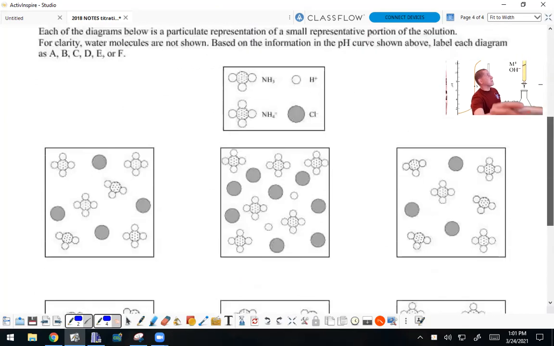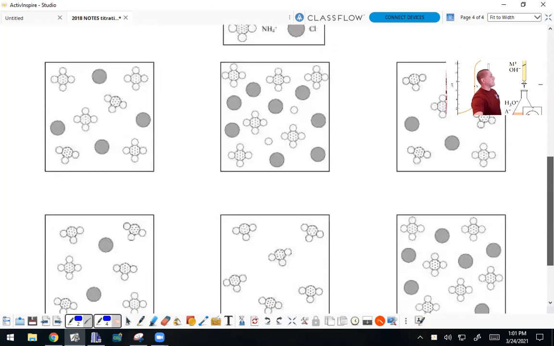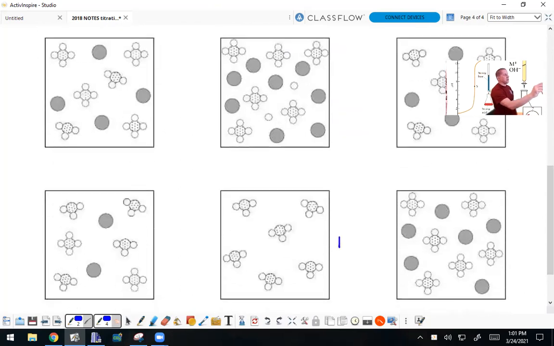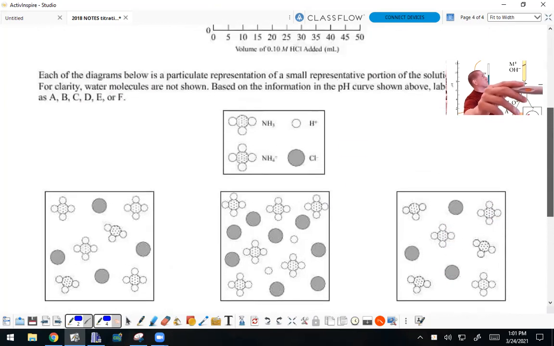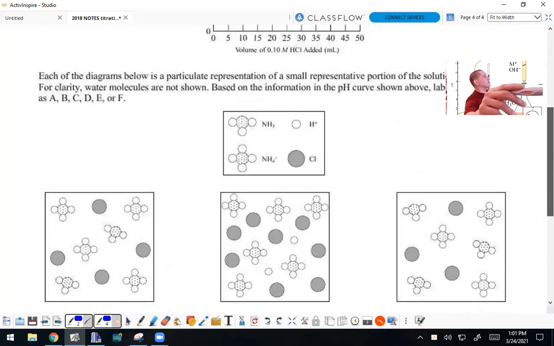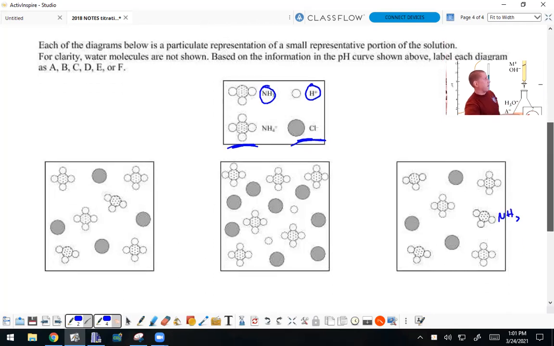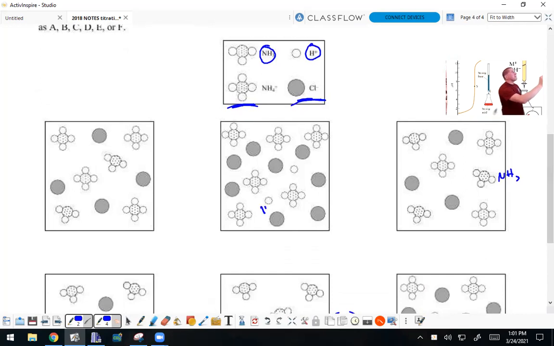All right, so base only, let's start at the beginning. So we're looking for one that only has NH3. So right here, this is the base only, so that's letter A. Next one, the easy one, is the equivalence point. We should have, now what should we have? Well, we have NH4 and we have Cl minus, because the H and the NH3 are going to be equal. So here we have NH3 left over, so it ain't that one. Here we have acid left over. It's not that one. Here we have base left over. Again, it's not that one.